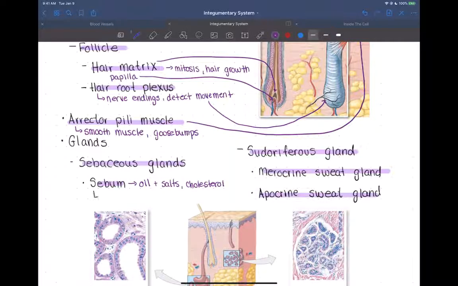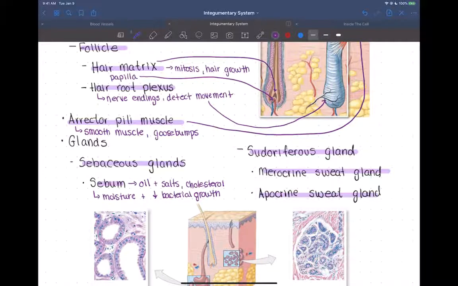Okay, so it provides moisture and it decreases bacterial growth. Okay.